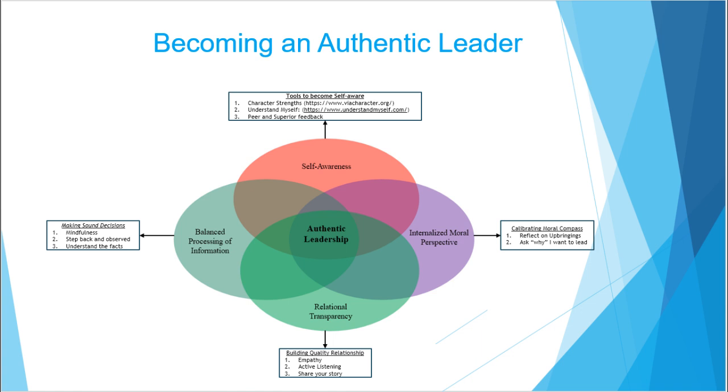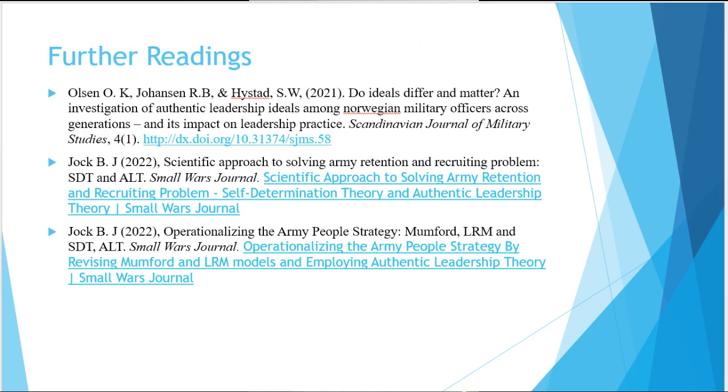And then there is balanced processing of information, so having an objective decision-making process. A way to practice that is to reflect back. Step back from the situation, understand different perspectives, and then make a decision. So that's the way you can increase your authentic leadership behavior or become a more authentic leader.